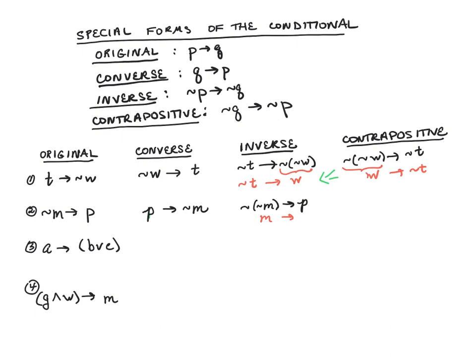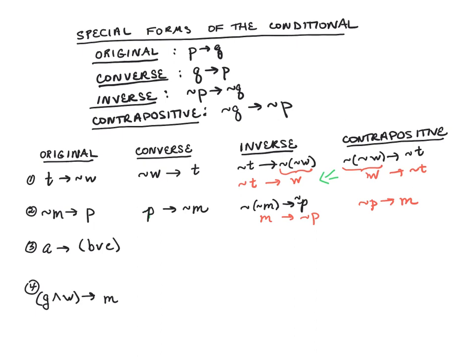Oh, I forgot to negate the P. If M, then not P. And then, of course, the contrapositive would be the converse of the inverse, which would be if not P, then M. All right. Now, the next two are trickier because either the antecedent or the consequent is a conjunction or disjunction.